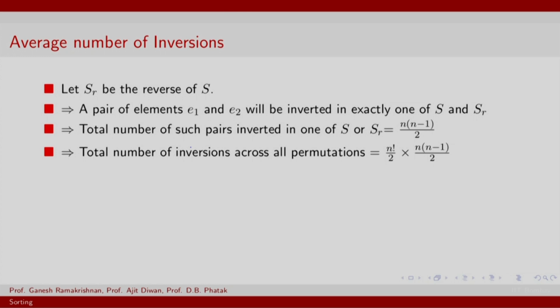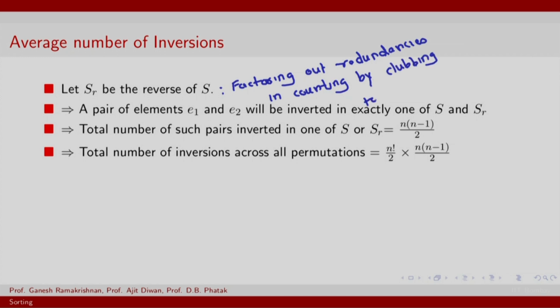We will try and factor out redundancies in counting by clubbing together an array S and its reverse. Okay, let us see how that helps us.